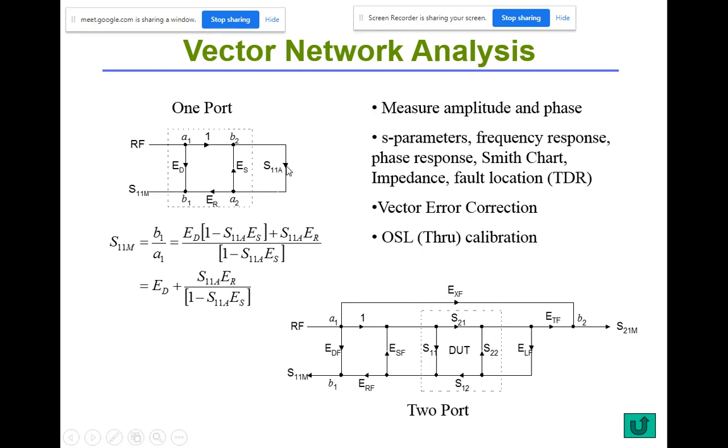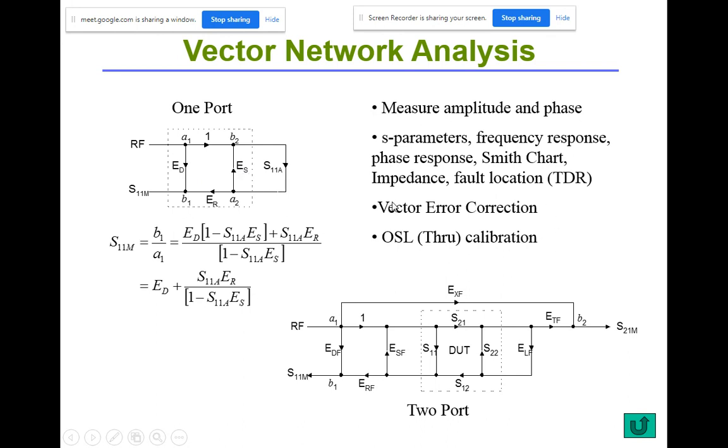L will give you S11 is 0. All right, so from these three measurements, you measure S11M for open circuit. When you leave this port open, you measure S11M, and then you connect short circuit, you measure S11M again, and then you connect match load, you measure S11M again. And you have three values of S11M for different loads. You solve the equation, and then you can find the value of ED, ER, and ES.